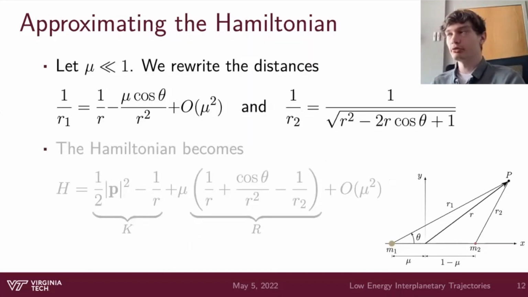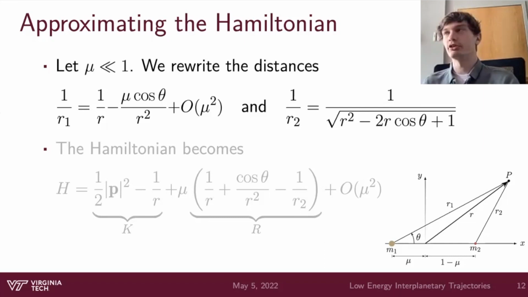With these results using the exact Hamiltonian out of the way, we're going to start approximating the Hamiltonian in the sense that we're going to let the mass parameter be extremely small. So looking at the figure in the bottom right, what that corresponds to is our mass, or our central mass, M1.